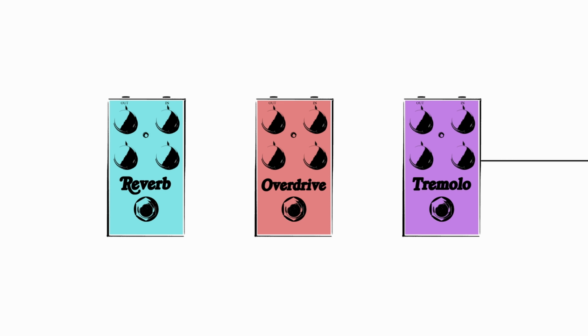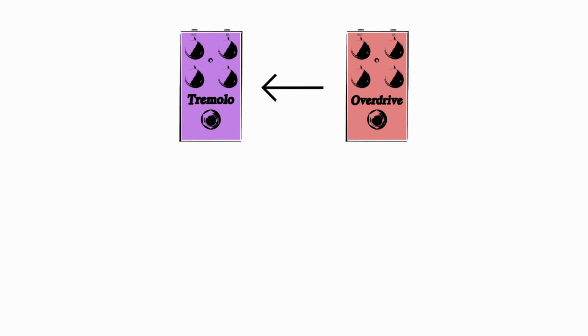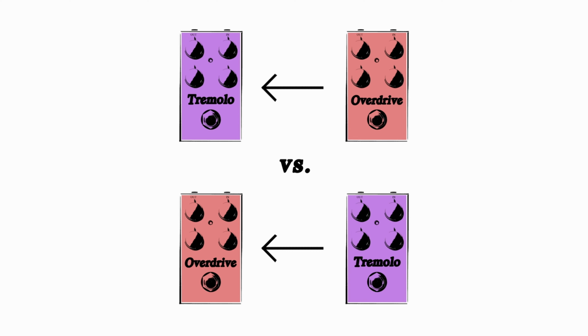Think about the signal path. As the signal goes through the first pedal, it gets affected, it changes, and now it's not the same sound as it was before. The second pedal has no access to that previous sound, it only knows the new affected sound, and it might behave differently than it would have if it had been receiving the original clean signal. Let's see how this works in practice. Experimentation. Let's hear the difference between overdrive before tremolo versus tremolo before overdrive.